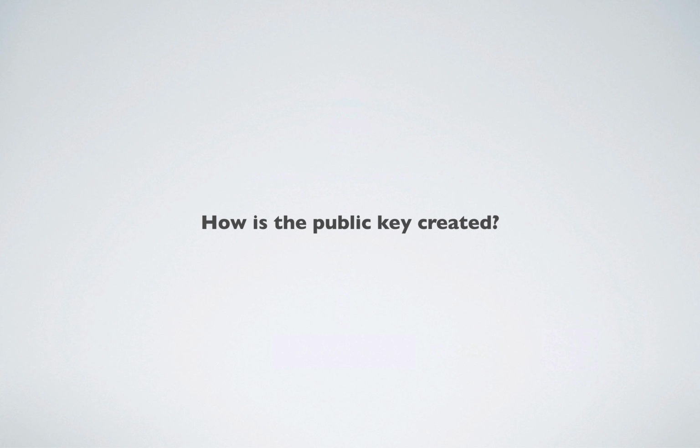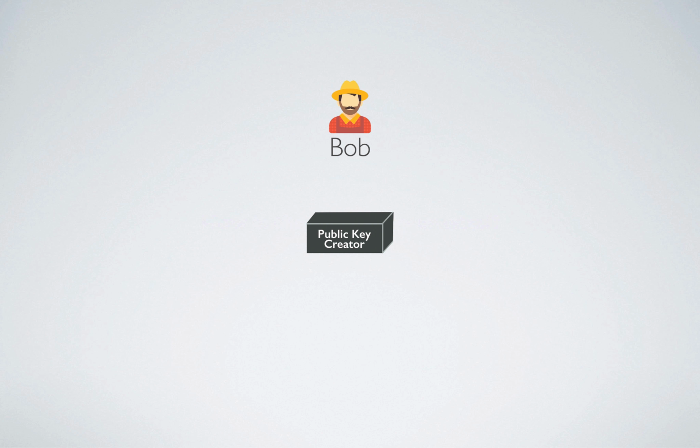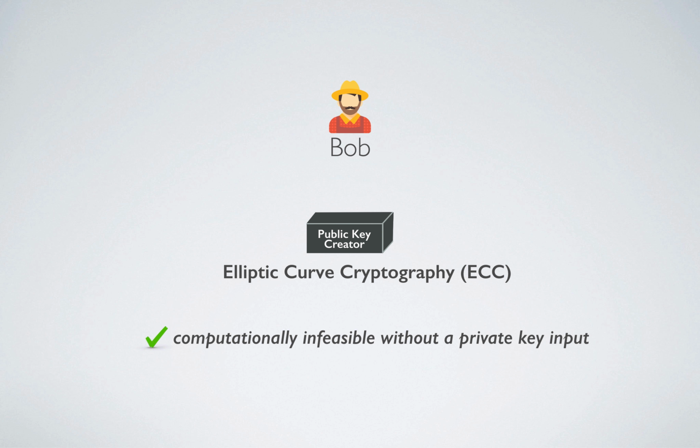The first of these black boxes is the public key creator, and it uses elliptic curve cryptography to produce Bob's public key. And don't worry, I'll be exploring elliptic curve cryptography in nauseating detail. Wait, let me rephrase that. I will be exploring elliptic curve cryptography in fascinating detail. The functional requirements of the public key creator are to create a number that is computationally infeasible to create without a secret private key as input.